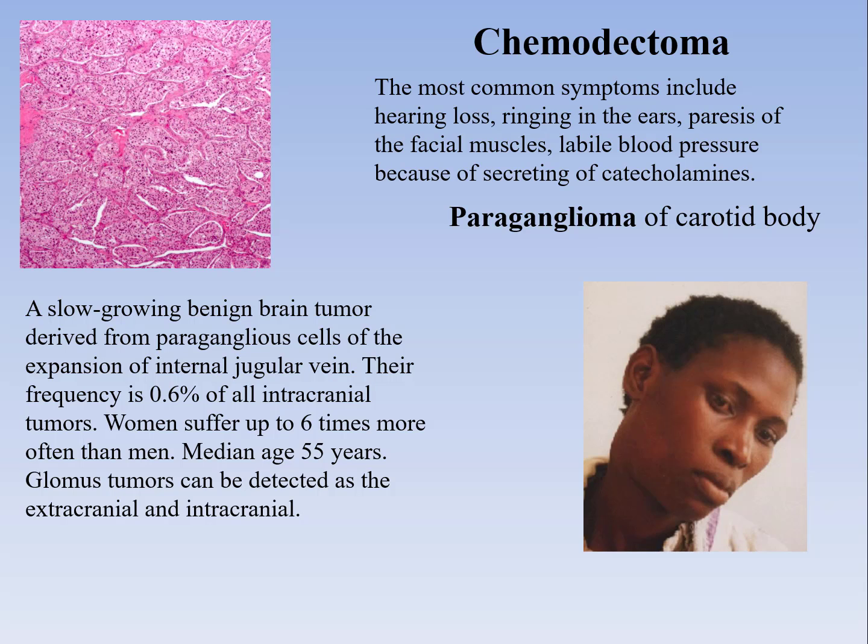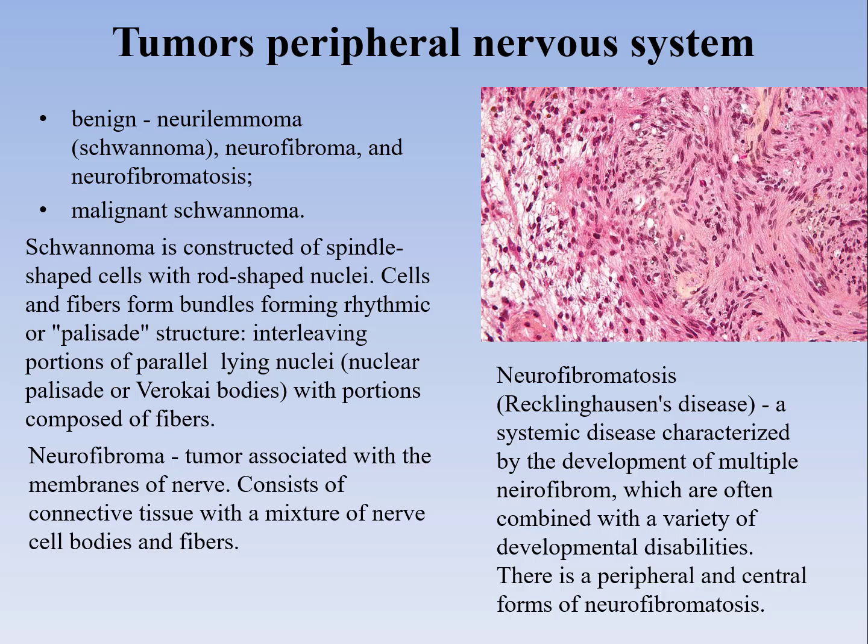Paraganglioma of the carotid body is a slow-growing benign brain tumor derived from the paraganglial cells of the expansion of the internal jugular vein. Their frequency is 0.6% of all intracranial tumors. Women suffer from it up to 6 times more than men, and the median age is 55 years old. Gliomas can be detected as extracranial and intracranial tumors of the peripheral nervous system.